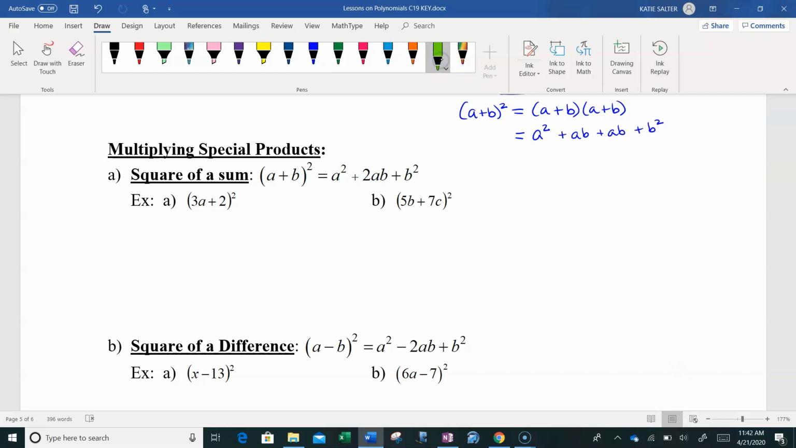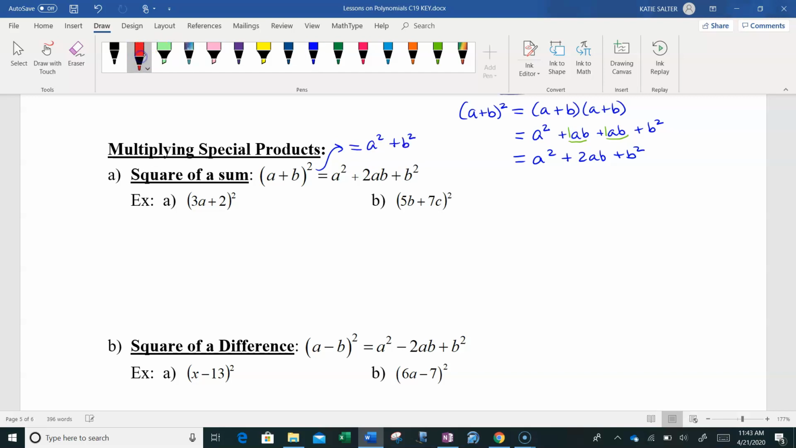And then we can see right here in the middle we have these two like terms. We have an ab and an ab, so that's 1ab plus 1ab. So when we combine like terms, we get a squared plus 2ab plus b squared. Students will see this (a + b) quantity squared and try to apply their exponent rules, and they think, oh, all I have to do is just distribute the power. That's a squared plus b squared.